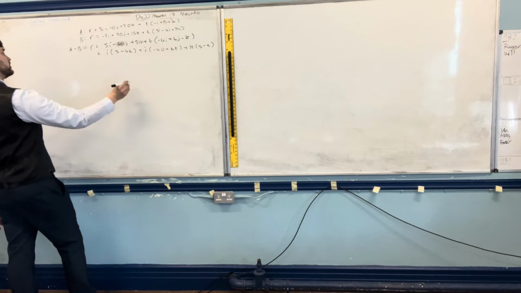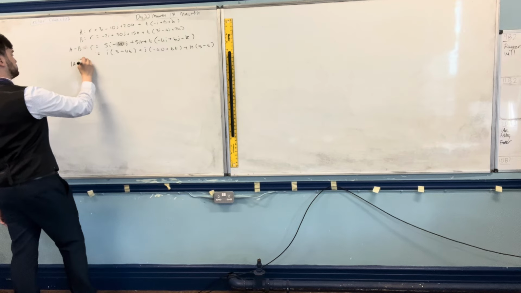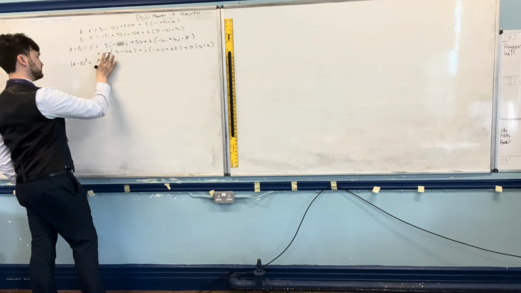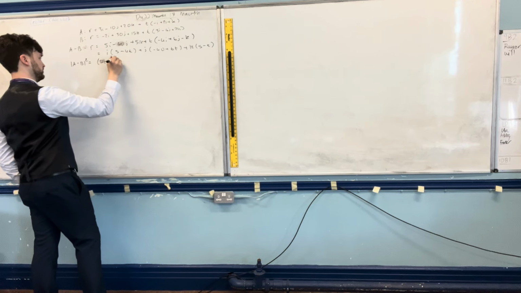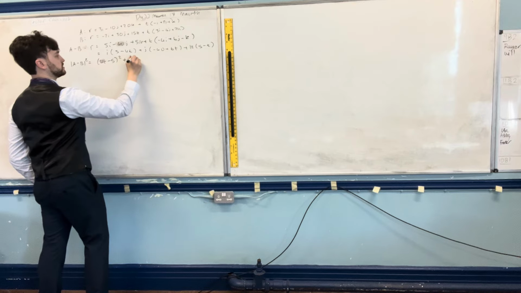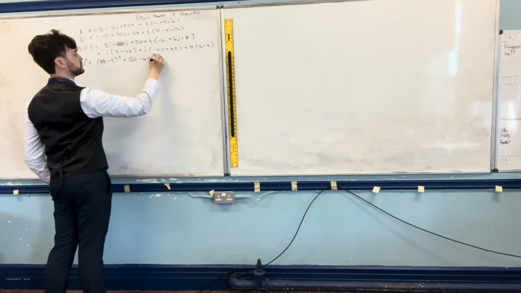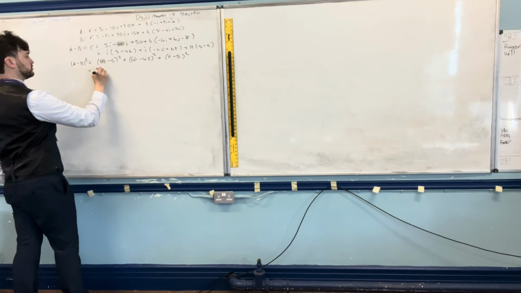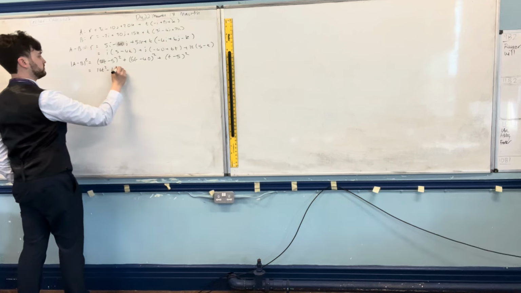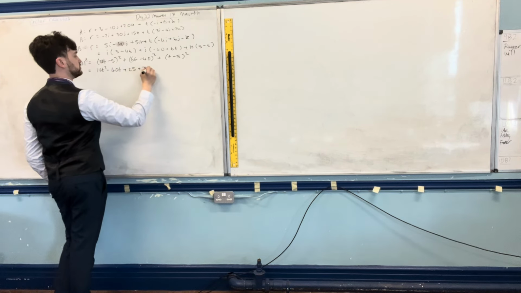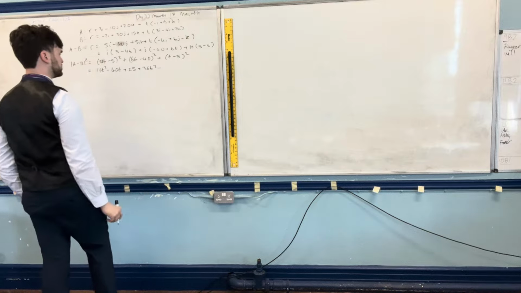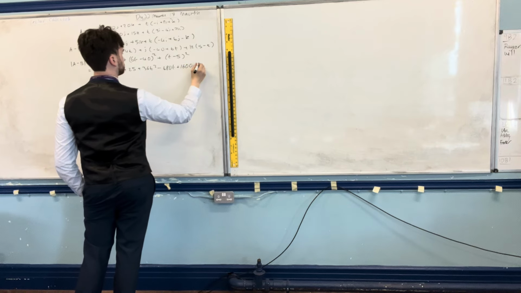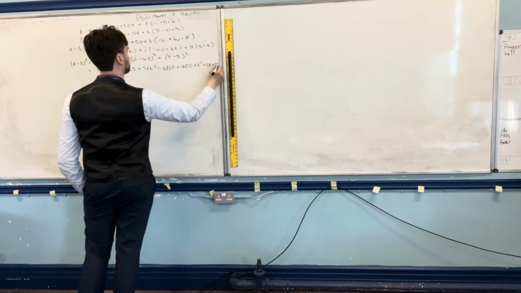Yep, okay, great. And then the magnitude of a minus b squared, so the length AB squared, would be 40 minus 5 squared plus 6t minus 40 squared plus t minus 5 squared. Okay, so 16t squared minus 40t plus 25, plus 36t squared minus 480t plus 1600, plus t squared minus 10t plus 25.